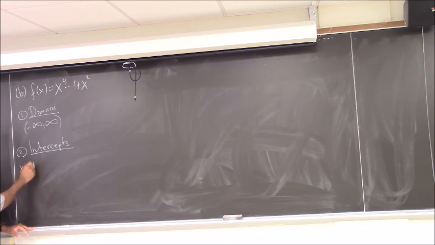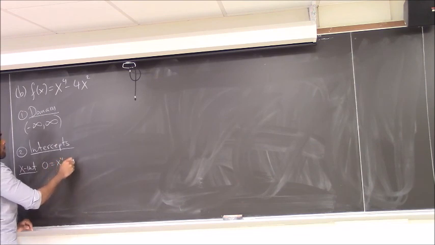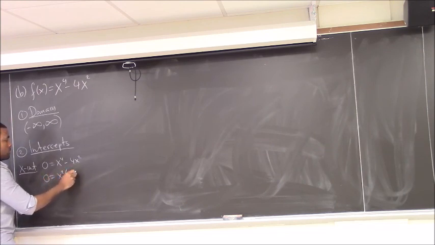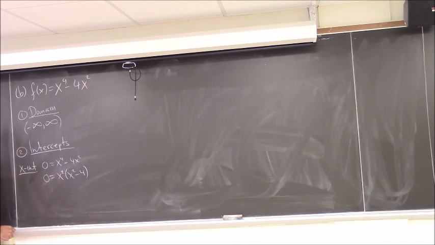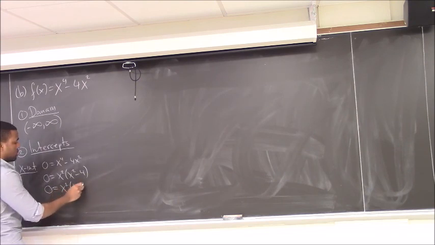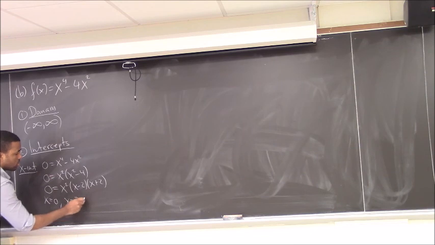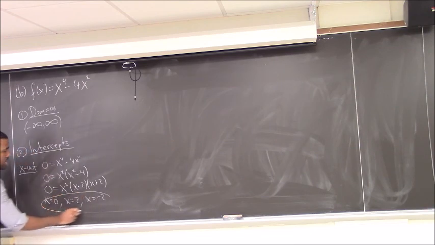Step 2, move on to intercepts. Let's try to find x-intercepts. This means you're going to set y equals 0 and solve for x. How do I solve that for x? Factor out x squared, and then factor x squared minus 4 as a difference of squares, x plus 2 times x minus 2. If a product equals 0, then each one of the factors must be 0. So I get x equals 0, or x equals 2, or x equals minus 2. So I know I have 3 x-intercepts.